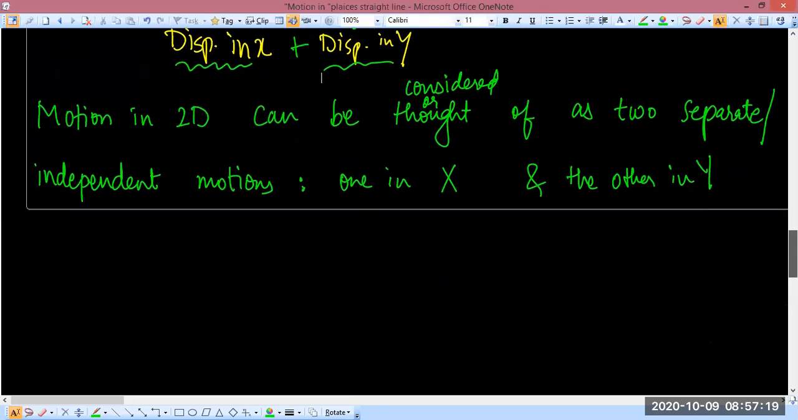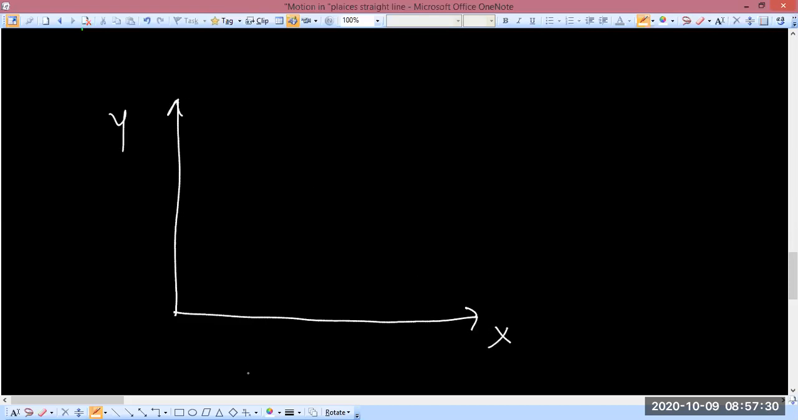Suppose you consider the motion of a person. Let me explain with an example, I think that will be easier. So let's say this is the x and y axis. Suppose this person goes from here to this point. Now, let's keep it simple. Let's say this person moves in a straight line.